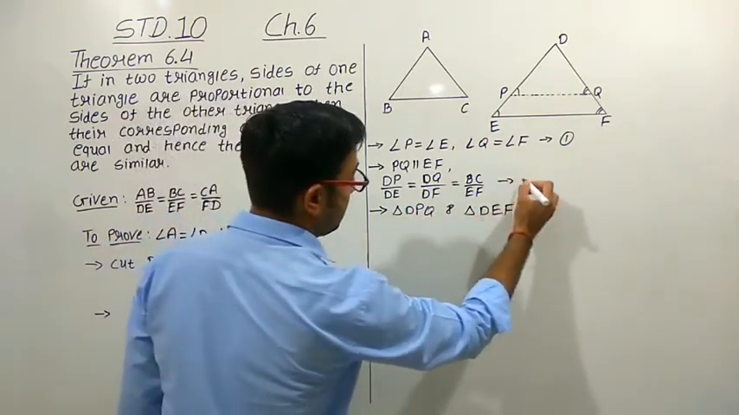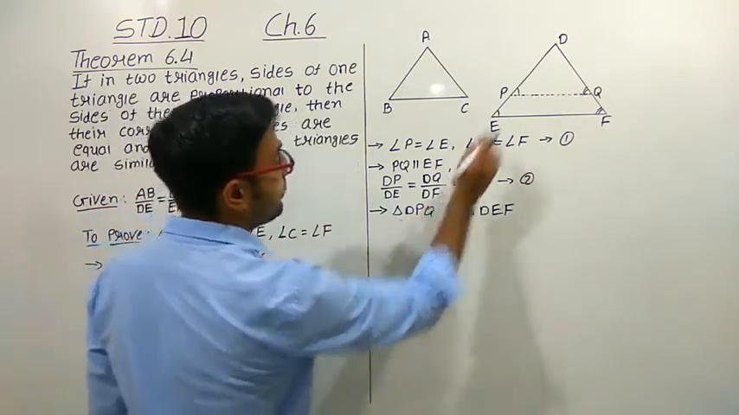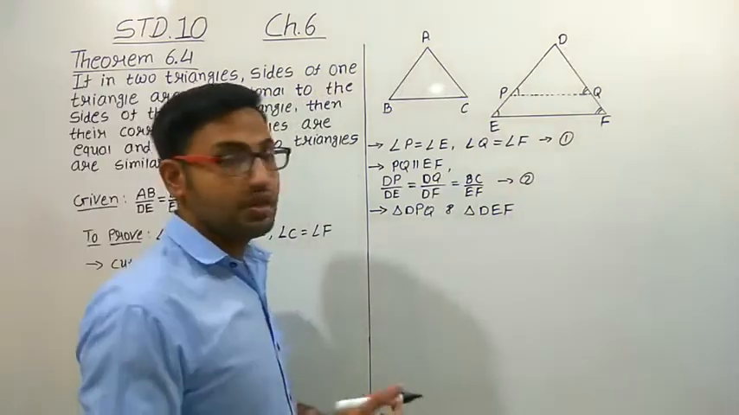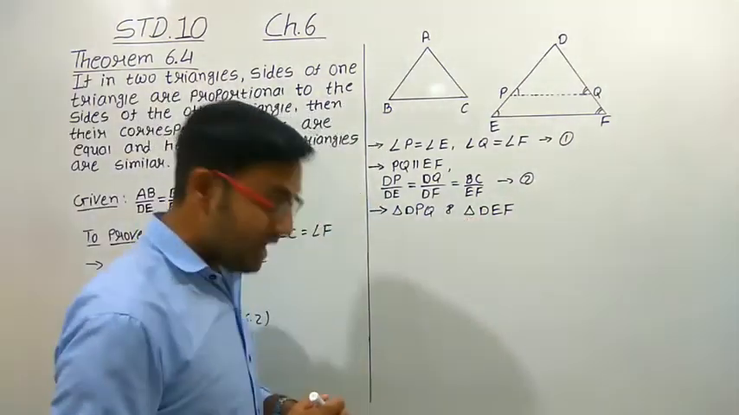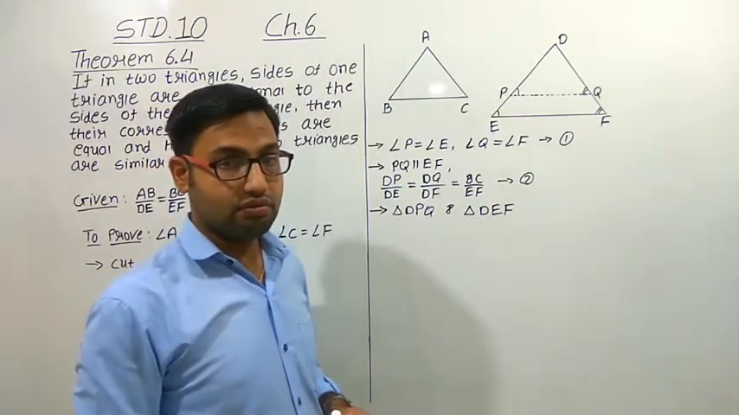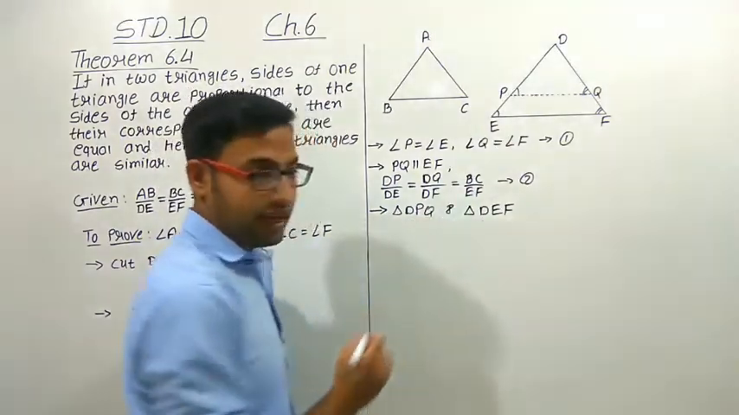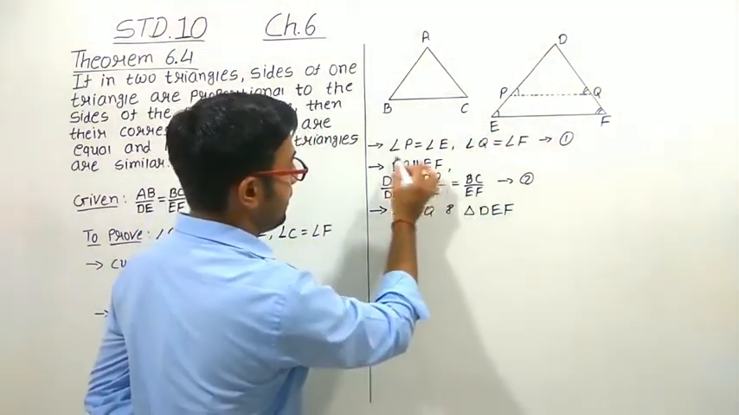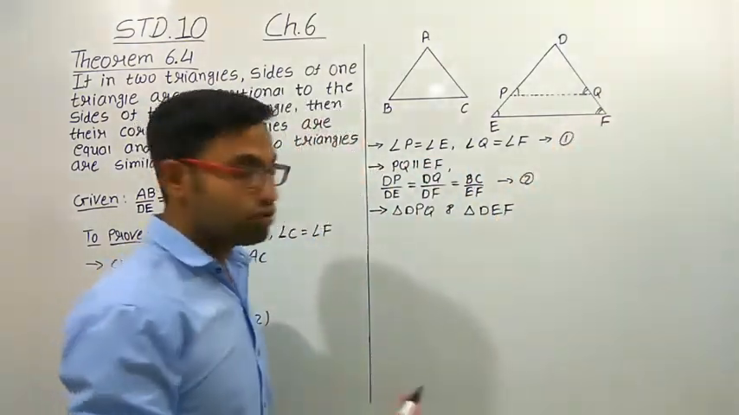Okay, let us give it the result number 2. So consider now these two triangles DPQ, the smaller triangle, and DEF, the greater triangle. So now according to the criteria, angle. Why angle? Because angle D is common in both the triangles. Angle P and E are equal, that we have proved here. And also angle Q and F are also equal.